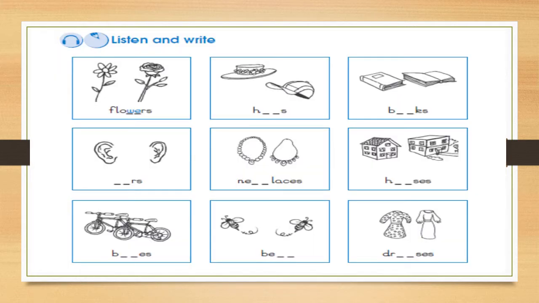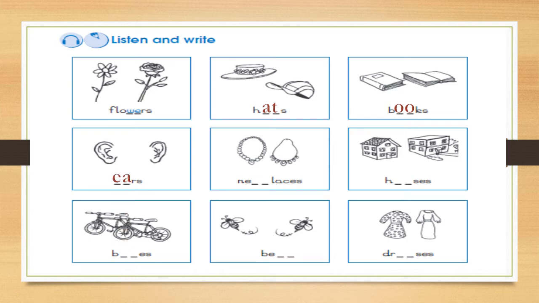Let's write the missing words or the missing letters in these words. Okay? Number 1, flowers. Number 2, hats. So the missing letters here, A and T. Books, the missing letters here, double O.